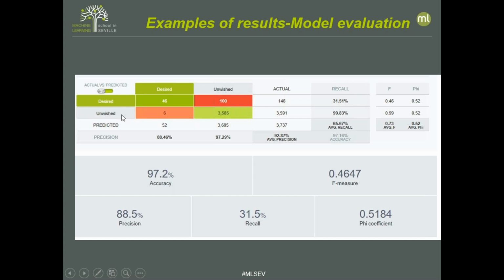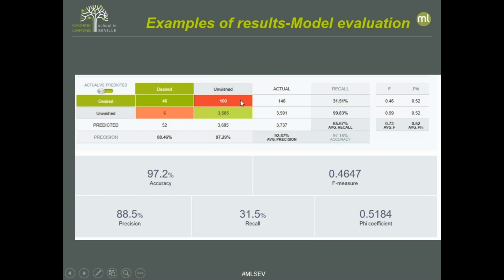And about the unwished, the model would predict 3,585 out of 3,591 good results. However, it would assign as wish 6 out of these 3,591 that were unwished. So what does that mean about this model?